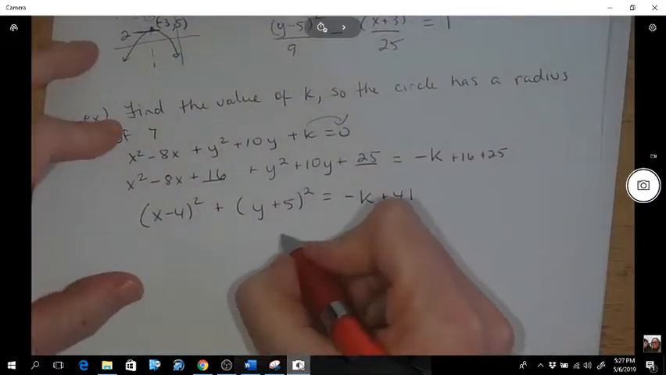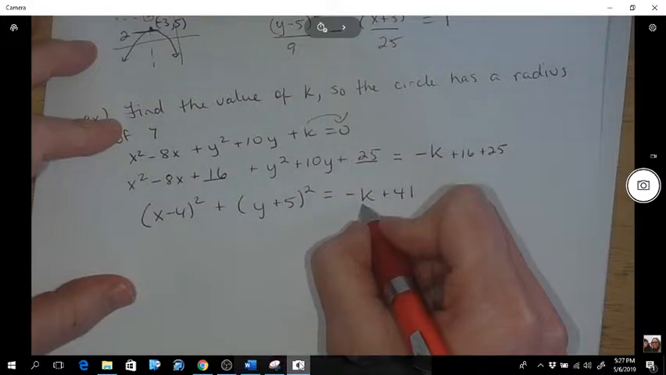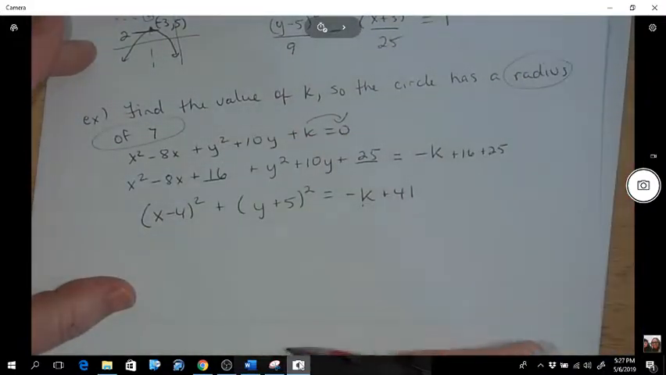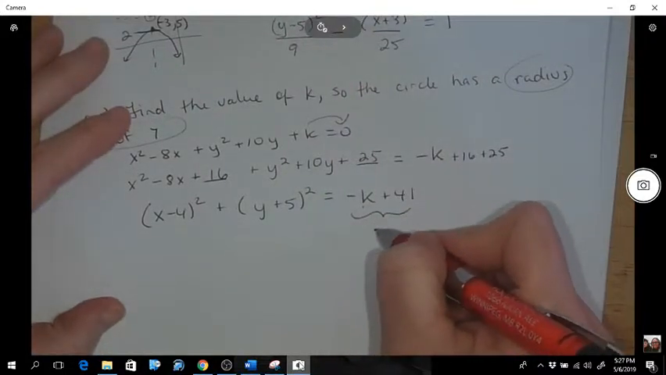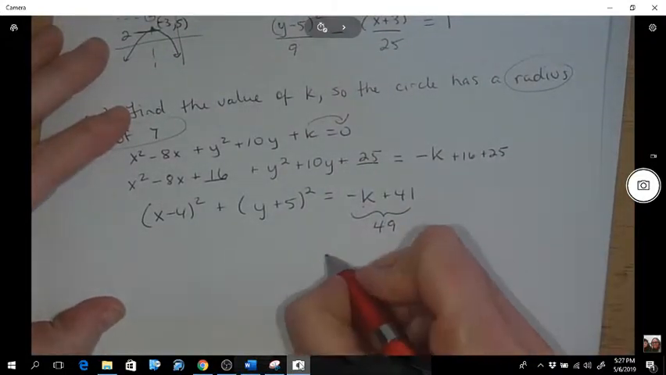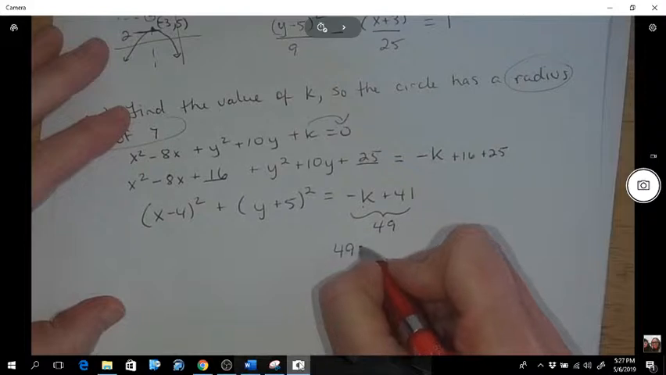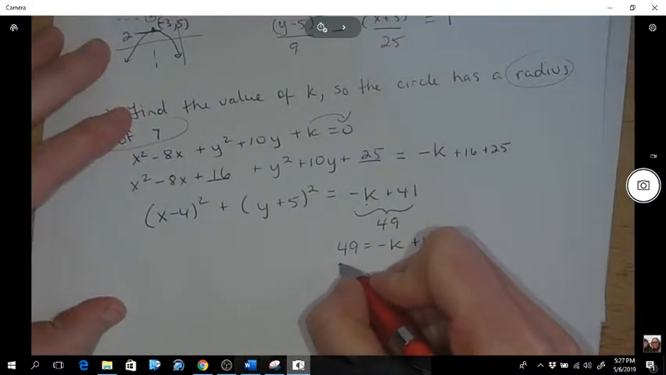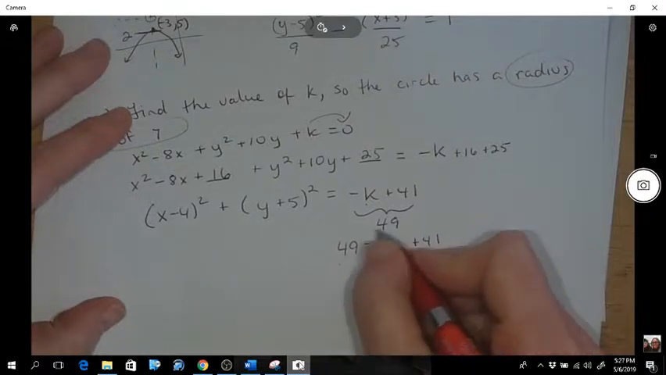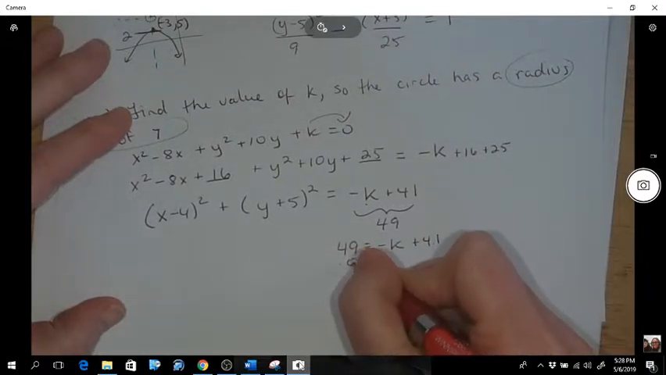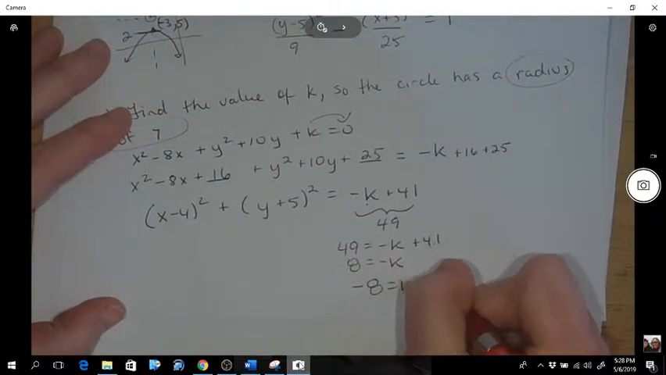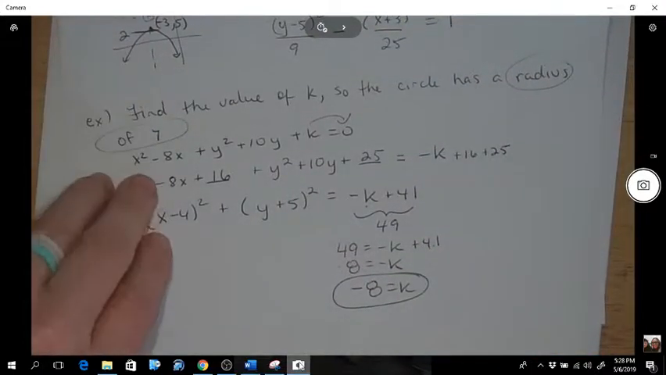Okay, so I want my radius to equal 7, right? So I would have needed 49 on this side then. So I need 49 to be equivalent to negative k plus 41. So therefore, if I subtract this, I get 8. Negative k, or negative 8, is the value I would need for k.